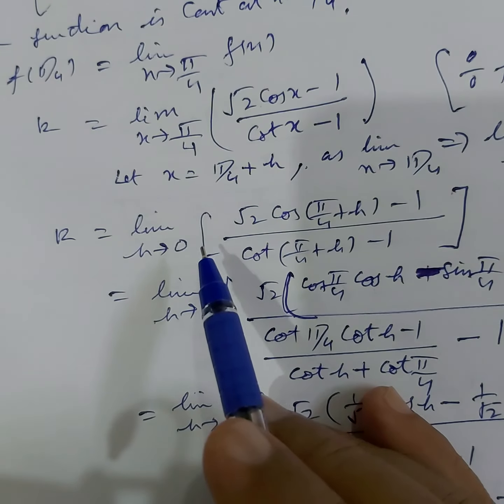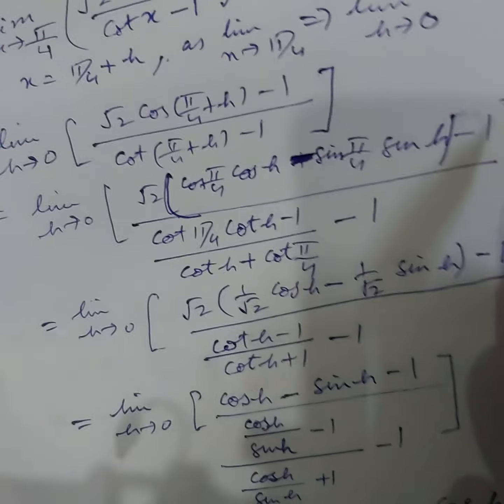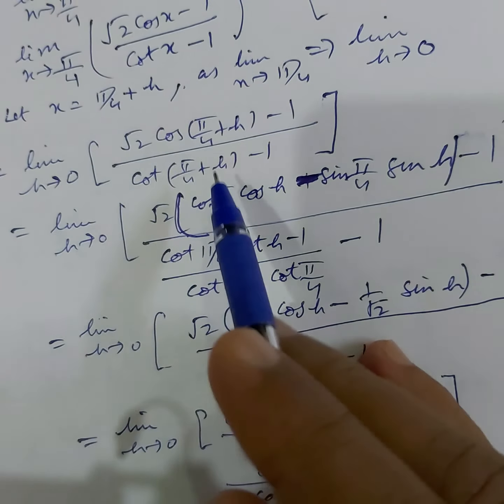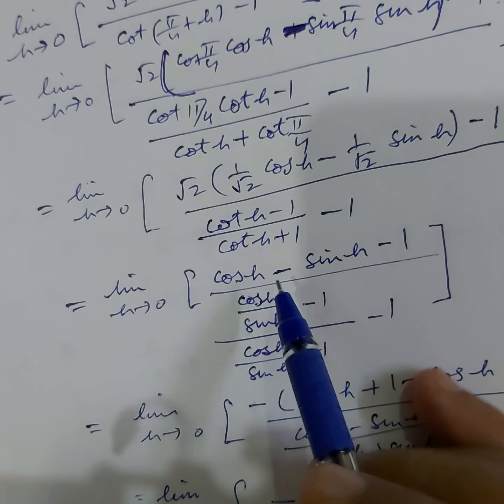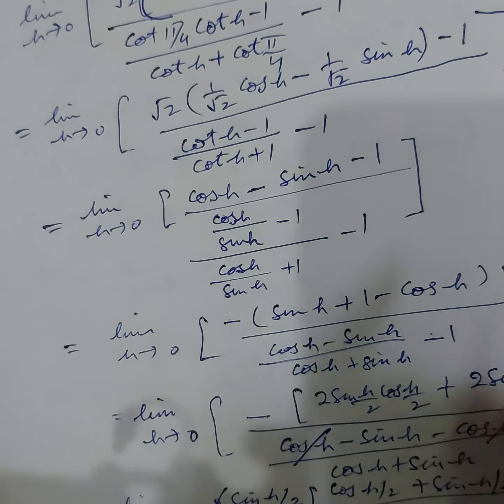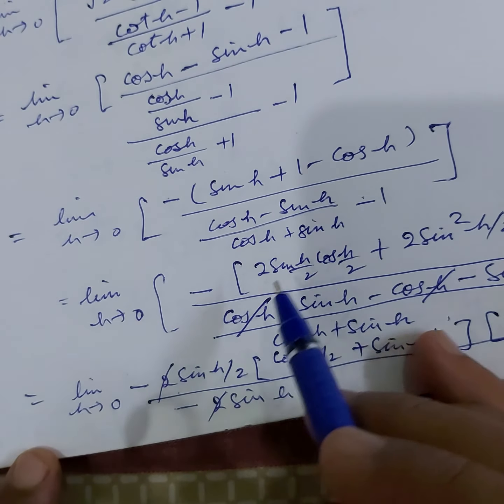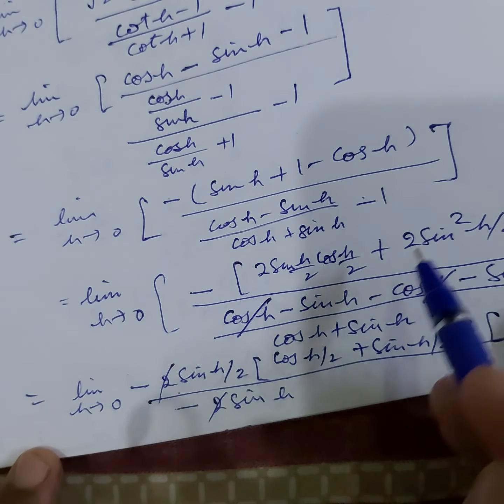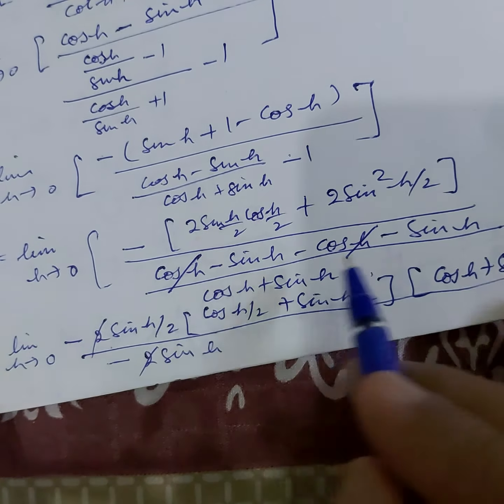Limit k is equal to limit h tends to 0 under root, this we open using the formula for cos(a plus b) and cot(a plus b). Then we solve this by changing into sin and cos, and we get this. It is equal to minus sin h, which can be written as 2 sin h by 2 cos h by 2, and 1 minus cos h is 2 sin square h by 2, divided by cos h minus this. This cancels, 2 sin h by 2 sin h. Again we apply the formula.